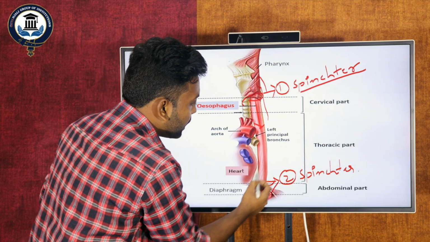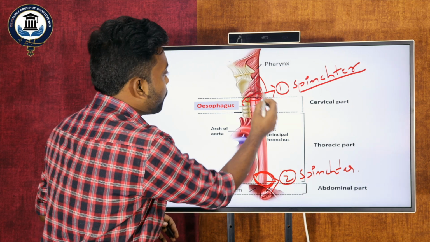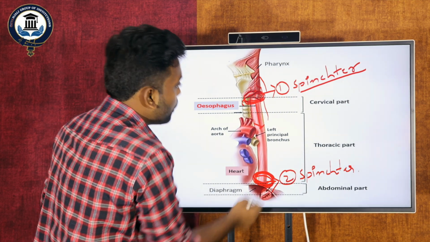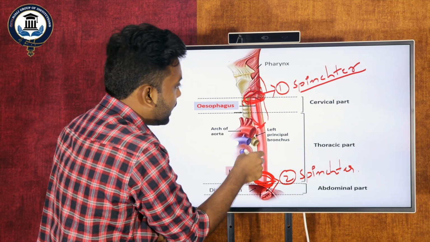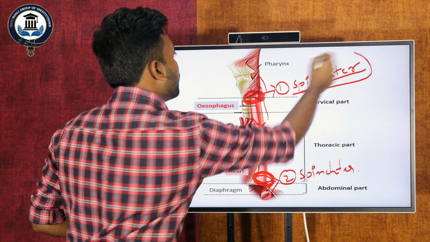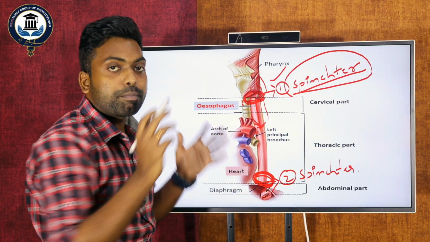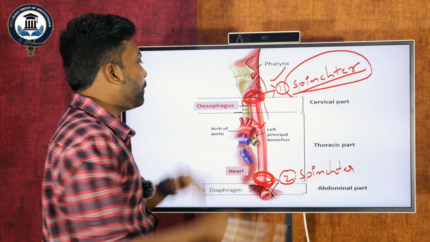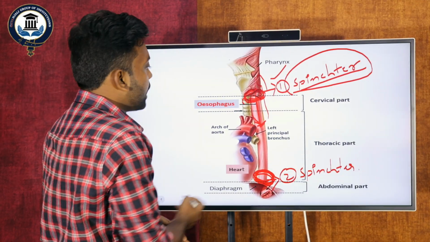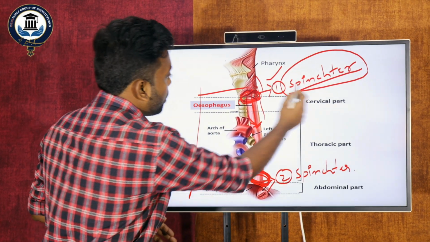The same thing here also, one sphincter is there. This is the first sphincter of the esophagus, and this is the second sphincter of the esophagus. Once the food enters inside, it closes automatically. The main function of the sphincter is the prevention of backflow of the food material or whatever it may be. So this is about the sphincters.